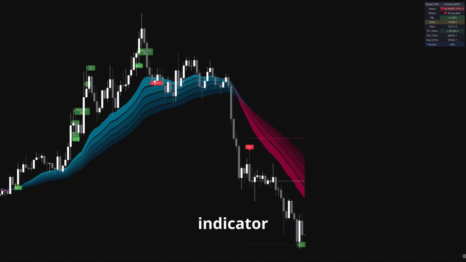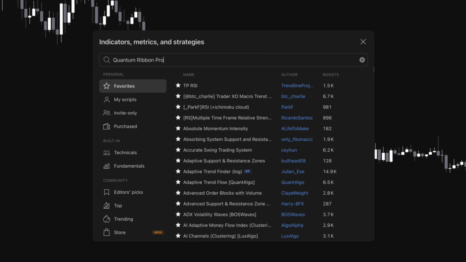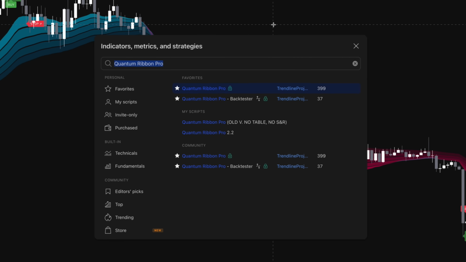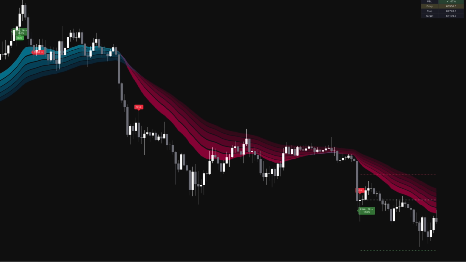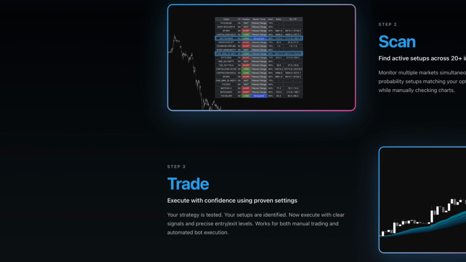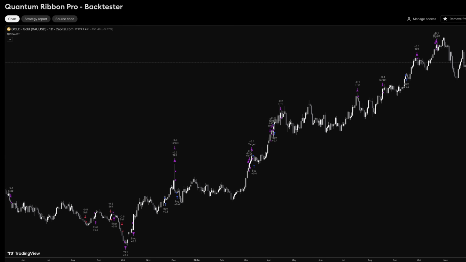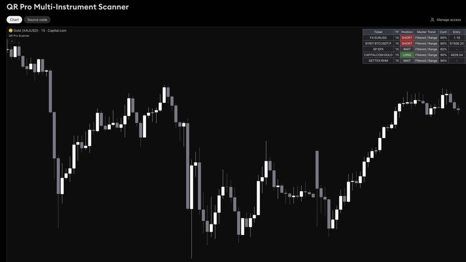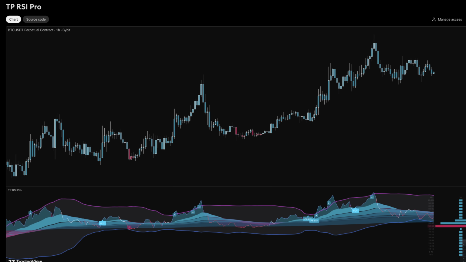Quantum Ribbon Pro, created by Trendline project, is a buy and sell signal system built as the execution layer of a larger structured workflow called BST: Backtest, Scan, Trade. It is part of a 4-tool package that also includes a dedicated backtester, a multi-instrument scanner, and TPRSI Pro.